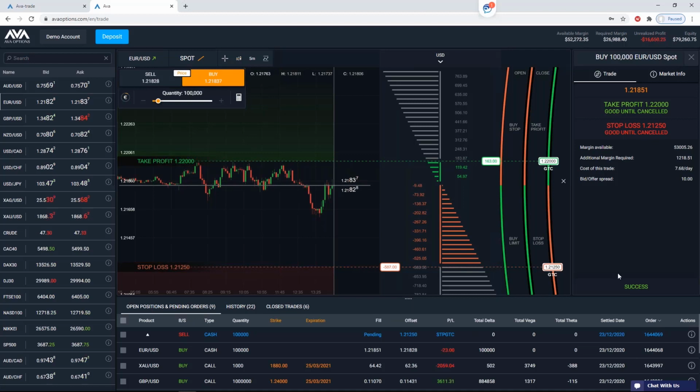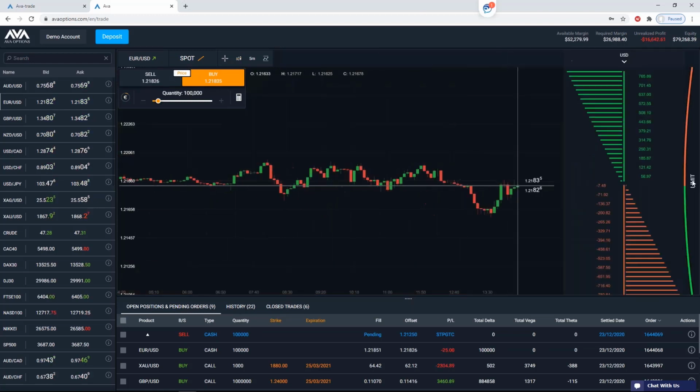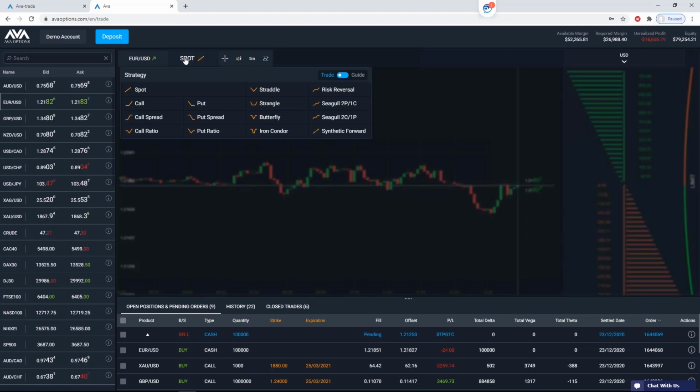We went long spot. Now, let's say instead of trading spot, I'm more interested in trading an option. Here where it says spot, I click, and now I can choose any option or option strategy. And again, this is just like we have in the mobile app. If you don't know what any of these things are, you can, of course, watch some of our videos, but you can also look at a guide.